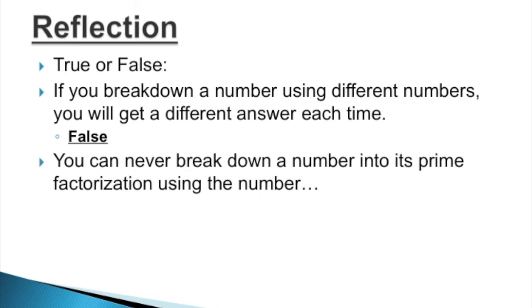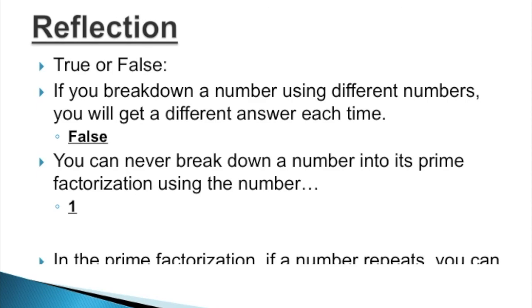You can never break down a number into its prime factorization using the number 1. Remember, you can't use 1 when you're finding the prime factorization, simply because 1 isn't prime, and all it's going to do is give you your original number times 1. You're not making any progress like that, so never use the number 1 ever.